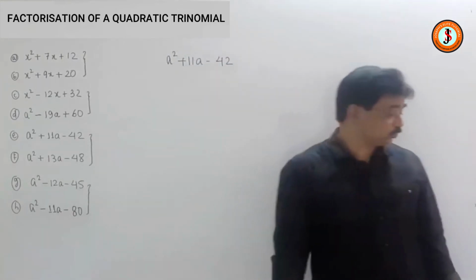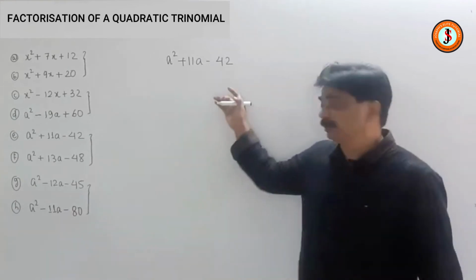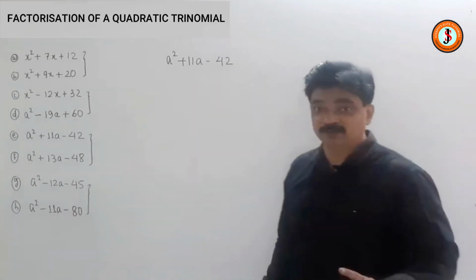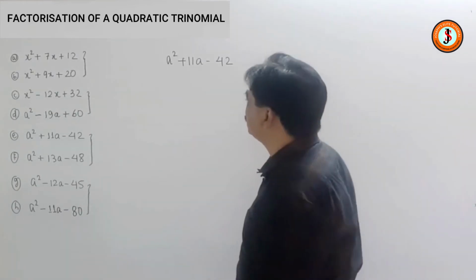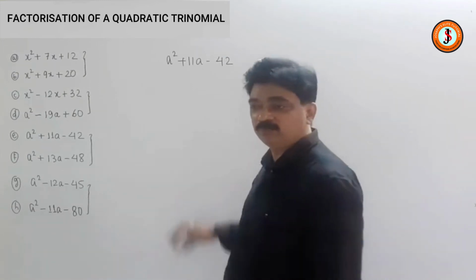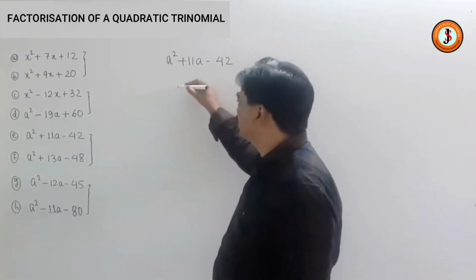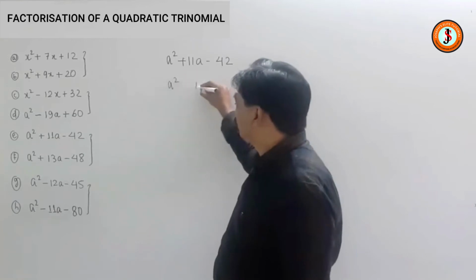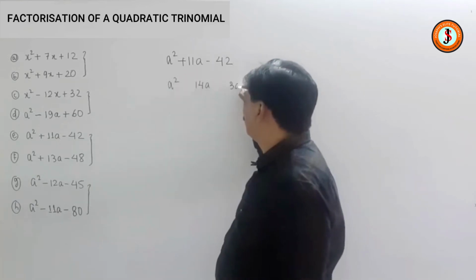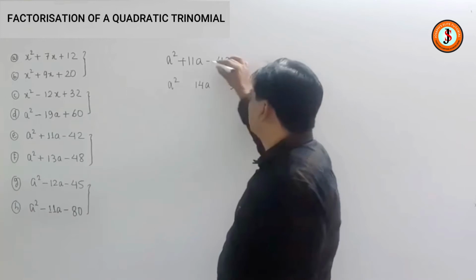So the product should be 42 and the difference should be 11. So 14 times 3 is 42 and 14 minus 3 is 11. So now, 14a and 3a and 42. So this minus goes here.